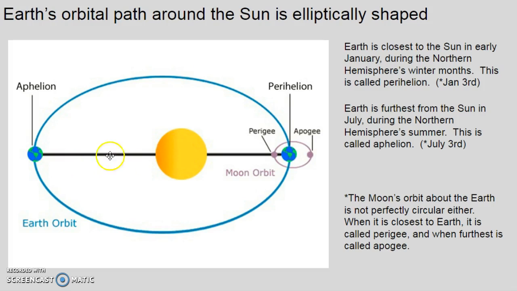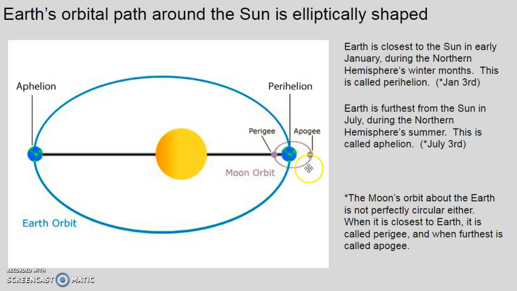This will have consequences in just a few minutes, but let's first look at the distance of what an ellipse is. And Earth is furthest from the sun in July, during the northern hemisphere summer. This is called aphelion. I want to make sure we are reiterating here that our seasons are not a result of being closer or further from the sun, because we're actually further in our summer and closer during our winter. So we need to get rid of that misconception.